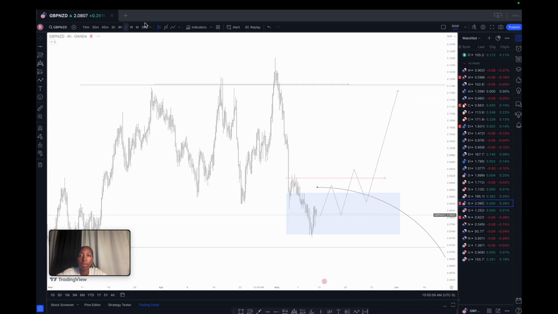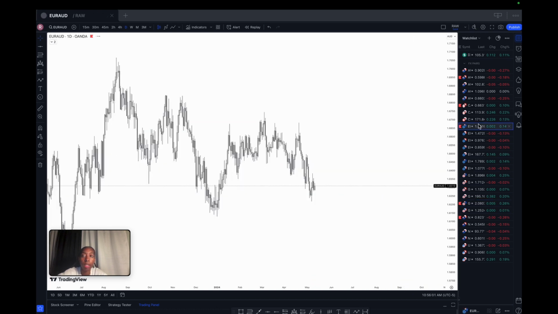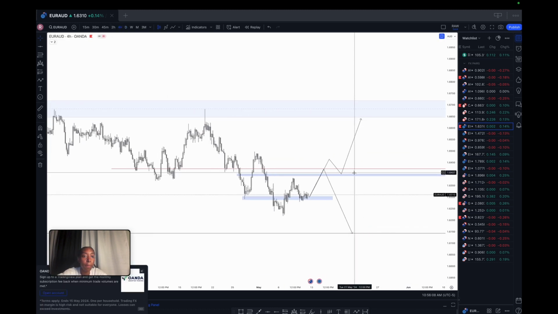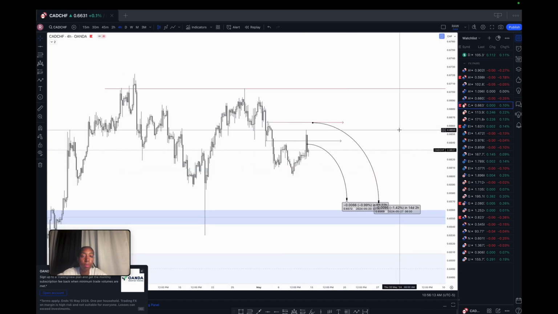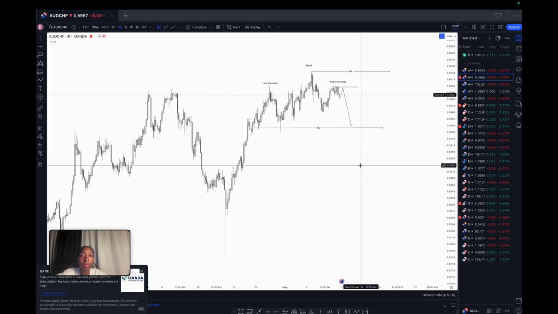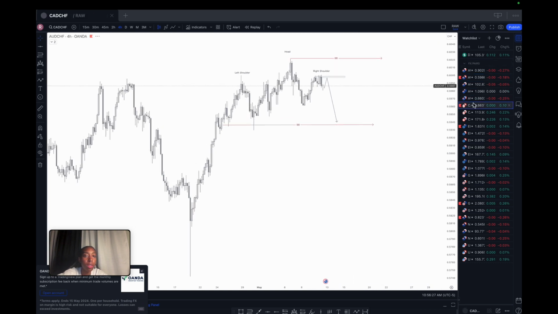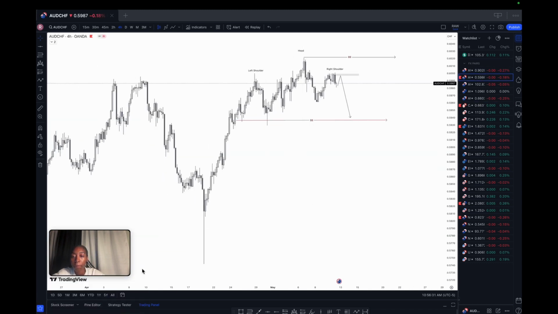This is our perspective for GBPNZD. Perspective for EURAUD right here. And then we have CADCHF, AUDCHF. So if this one is going down, we have this one. Okay. All right, so boom. That's that.